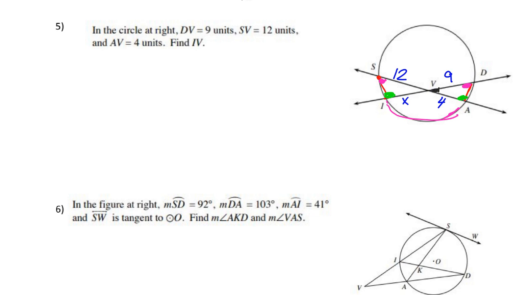Finally, those 2 vertical angles are equal to each other, because vertical angles are congruent to each other. Now I can set a proportion. The 2 triangles are similar, so you can set a proportion.